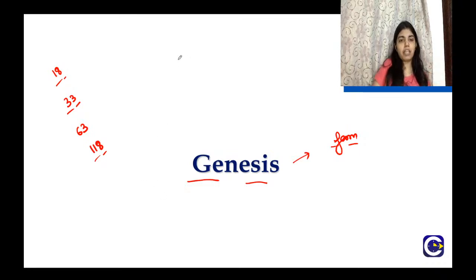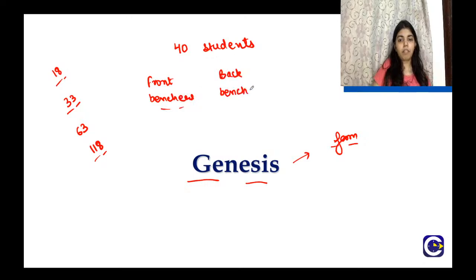So if we classify, let us say that there are 40 students in a class, and there are three types of students. First one are the front benchers, which respond to the teacher efficiently, right? Next are the back benchers, and next let us say are the middle benchers, right?